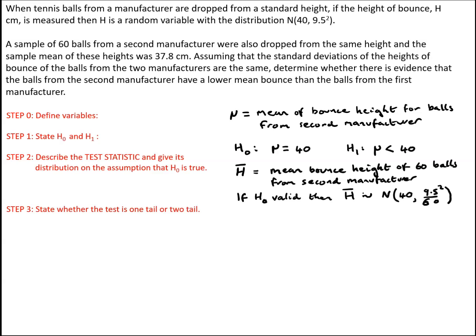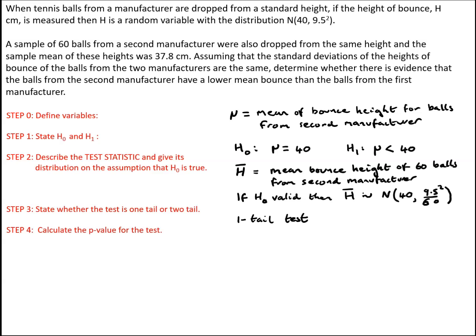This is most definitely a one-tailed test, because we're only going to want to accept the alternative hypothesis if the value of the sample mean is surprisingly small. So it's definitely a one-tailed test. So we've now got to work out the p-value for the test.